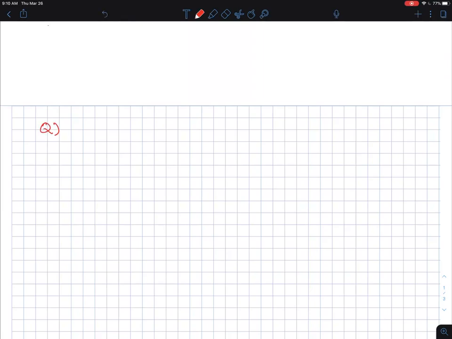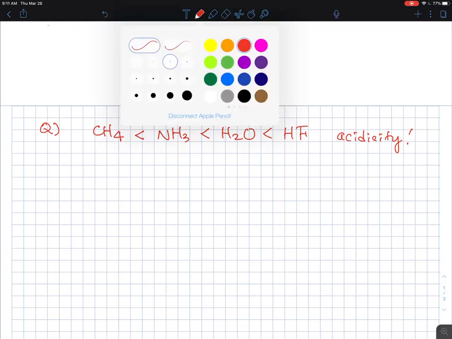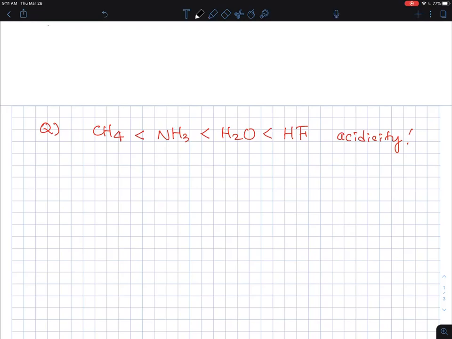The student asked about CH4, NH3, H2O, and HF. And this is an acidity comparison. This is actually quite important: which one is more acidic? The underlying question is, okay, this is methane, and what about losing one of the hydrogens here, right?